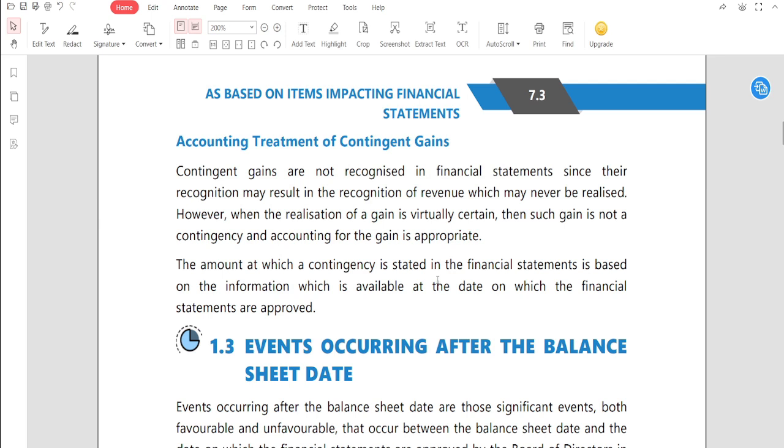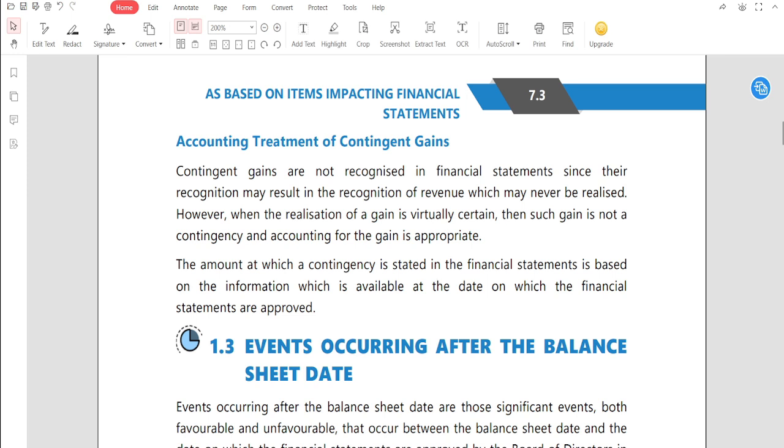Contingent gains are not recognized in the financial statements since their recognition may result in the recognition of revenue which may never be realized. Obviously, I told you guys, always anticipate the loss, never anticipate the profit. If you are going to receive any profit, until and unless you receive it, how are you going to show it? It is quite obvious that the profit may be converted into losses. If you are predicting the profit from the sale of a share today, and tomorrow when the market opens you may face losses. So until you realize the money, you cannot show the contingent gain in your books of accounts. It is against prudence.